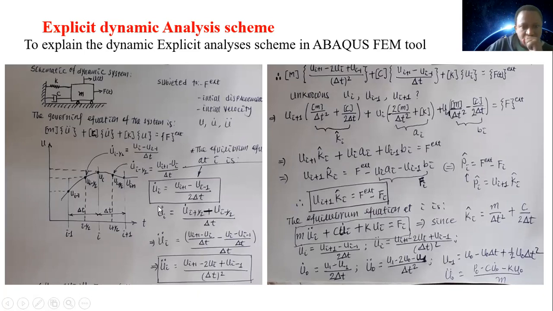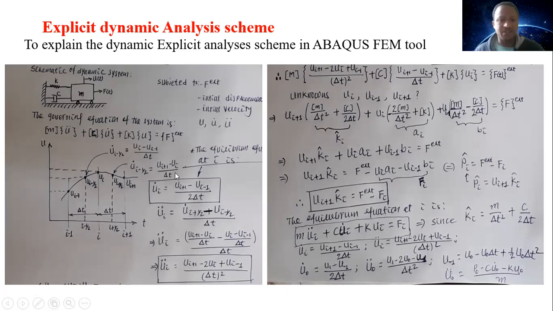Now, the equilibrium equation at i is derived as u i dot, which is equal to u i plus 1 minus u i minus 1 over 2 times delta t. And the acceleration u i dot dot is equal to u dot at i plus 1/2 minus u dot at i minus 1/2 over delta t. Combining these equations, finally we get u i dot dot, which is equal to u i plus 1 minus 2 times u i plus u i minus 1 over delta t square.